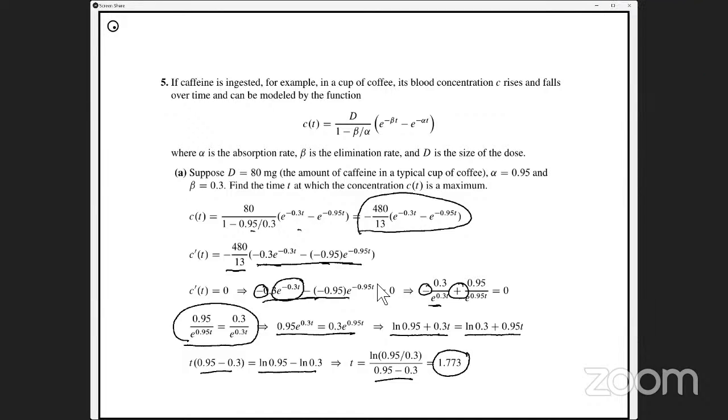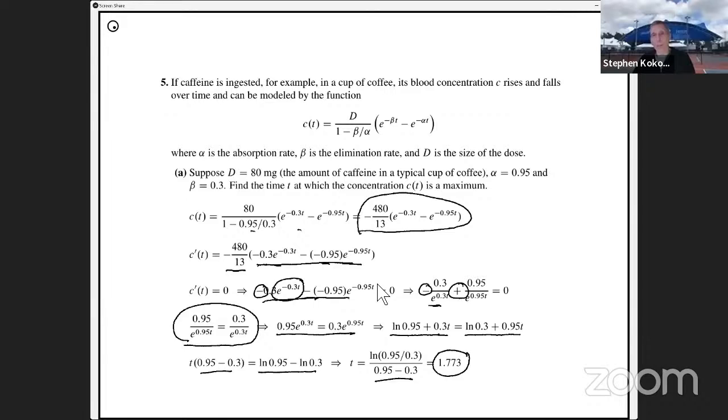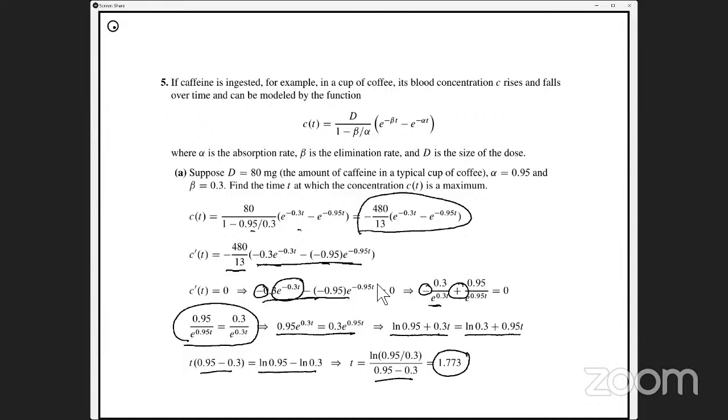I was curious about the units. Of course, the units eliminate, I think they kind of take care of themselves here. But it would be good to know whether this is 1.7 minutes or 1.7 hours, but I'm pretty sure it's minutes. I wonder. Yeah.